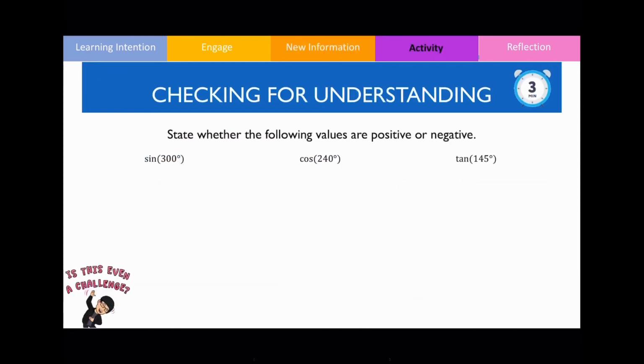What I want you to do now is have an attempt. Give yourself 3 minutes and then we'll compare our answers together. If you have done this successfully, for the very first one, 300 degrees lies in the fourth quadrant, okay? And remember, sine refers to your y value. We can clearly say that your y value relative to the origin is going to be negative. So that answer is going to be negative.